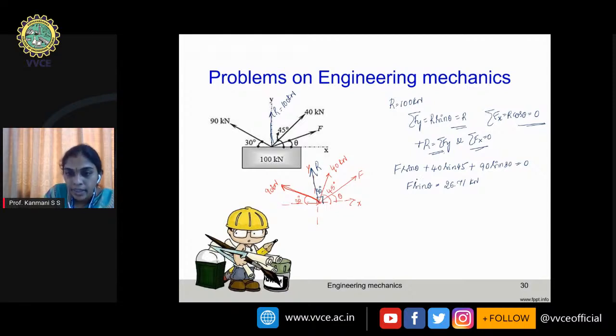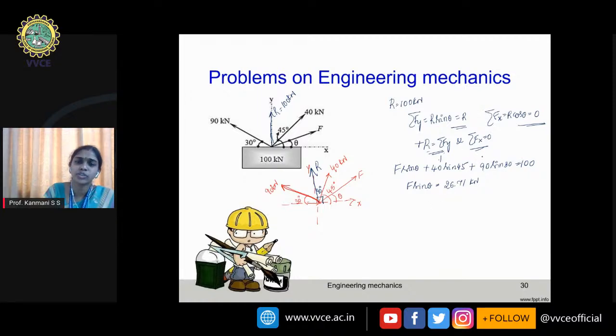Okay, and likewise, if I apply the second equation, one minute, I have made one mistake here. It is simply F sine theta plus 40 sine 45 plus 90 sine 30 equals R. R is 100 kilonewton. If you substitute and take these two terms to this side, F sine theta becomes 26.71 kilonewton.